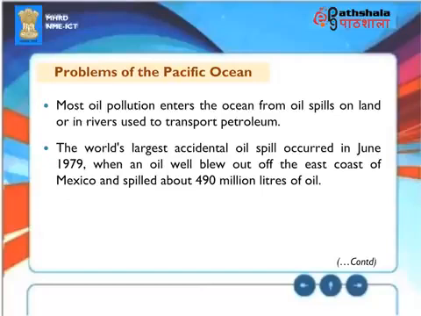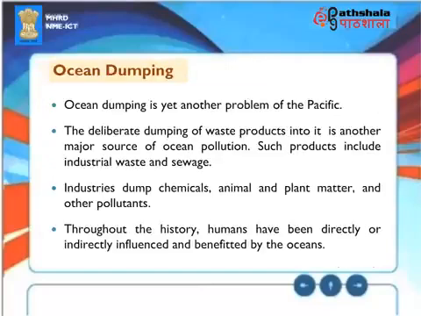The world's largest accidental oil spill occurred in June 1979 when an oil well blew out off the east coast of Mexico and spilled about 490 million liters of oil. Ocean dumping. Ocean dumping is yet another problem of the Pacific. The deliberate dumping of waste products into it is another major source of ocean pollution. Such products include industrial waste and sewage. Industries dump chemicals, animal and plant matter, and other pollutants.